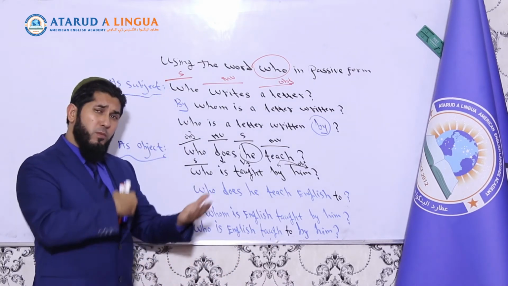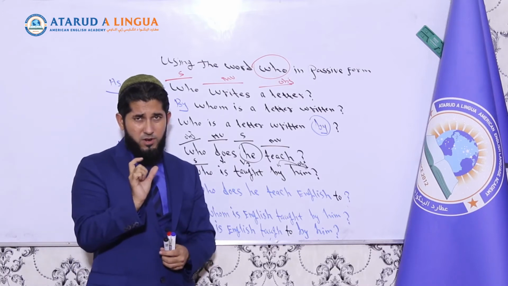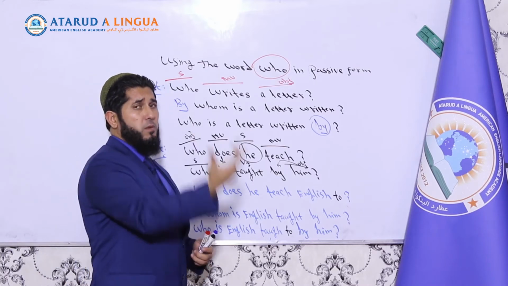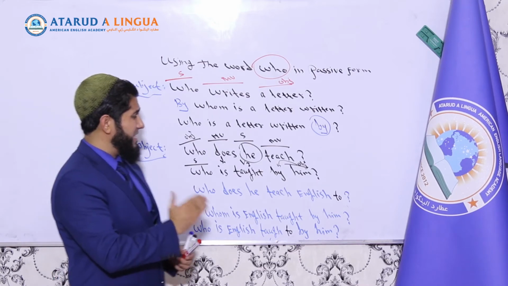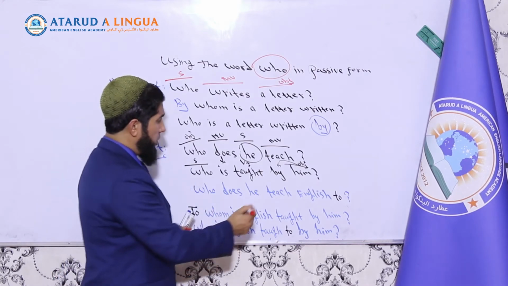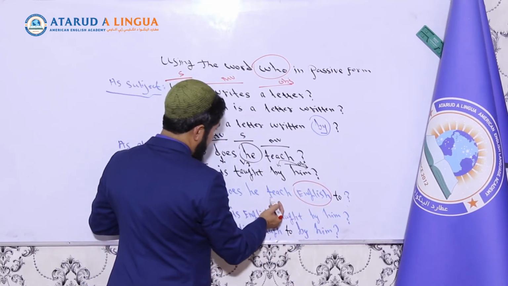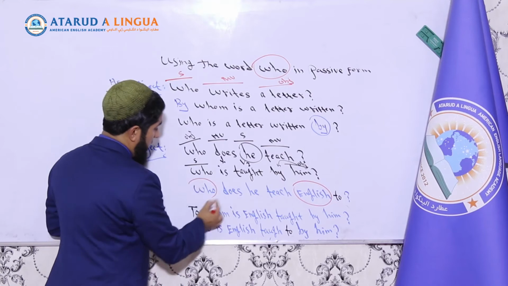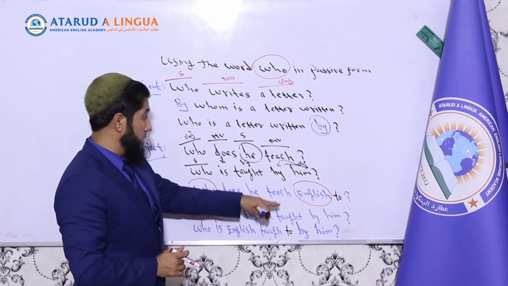It could be even more complicated if you have a double transitive verb which takes two objects. Look at this example. Who does he teach English to? So here we have two objects. English and who itself. Here, who does he teach English to?